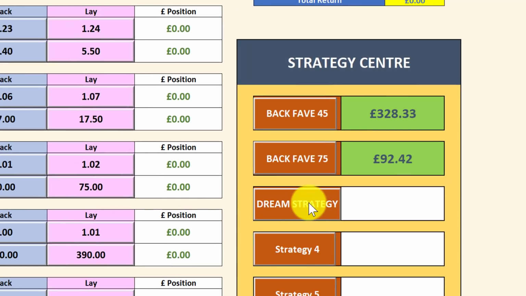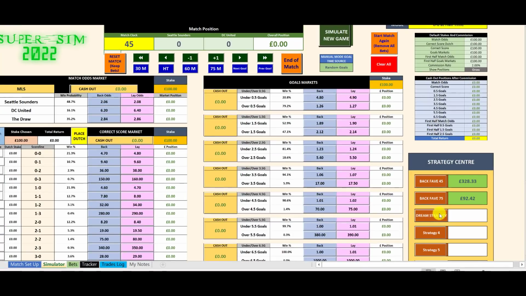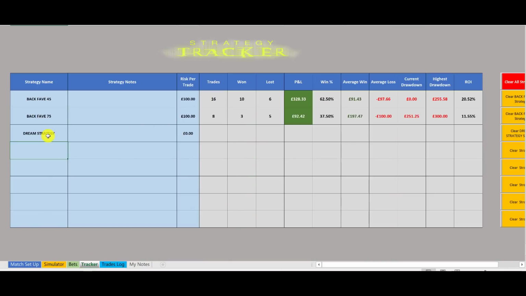Then anytime you use that dream strategy that you're trying to build, you just click on this to then add it to the strategy tracker, and it will track the profits, losses, all that sort of thing, okay? But let me just show you what we're doing at the moment. Let me just clear that just to avoid confusion.